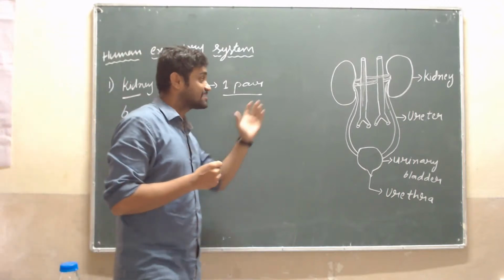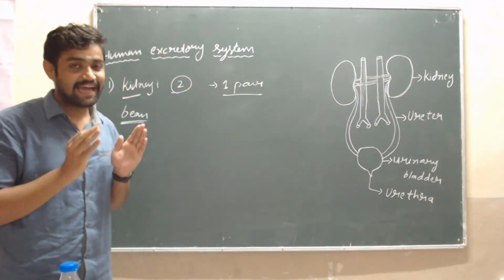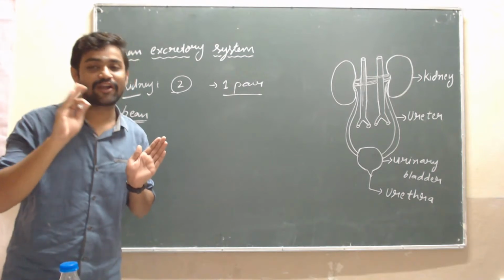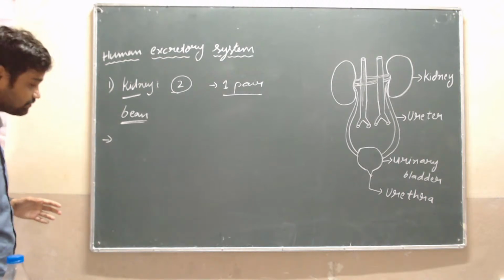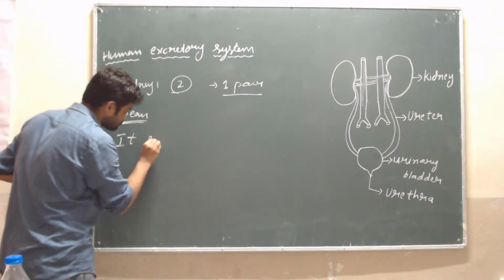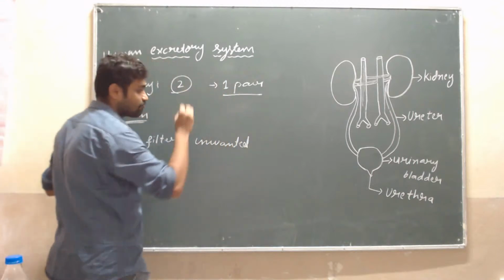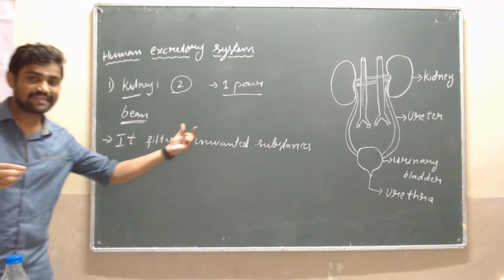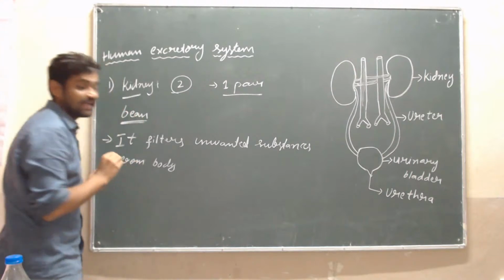The function of these kidneys is to filter the blood and separate the unwanted material or waste particles from the blood. That is called urine. It filters unwanted substances from the blood or body in the form of urine.